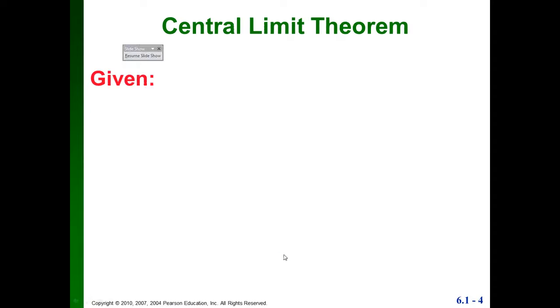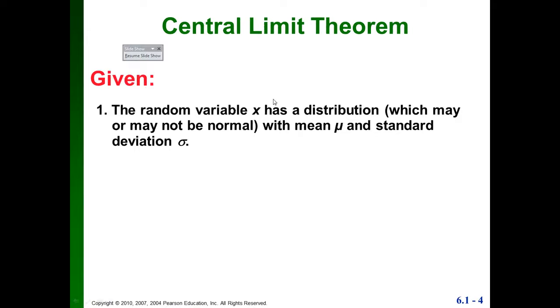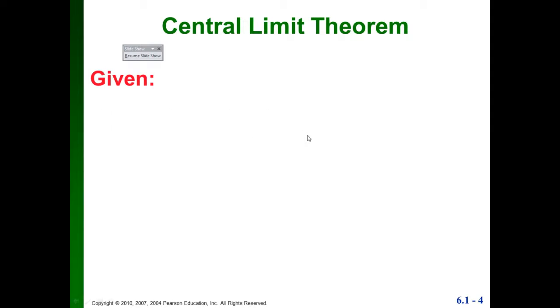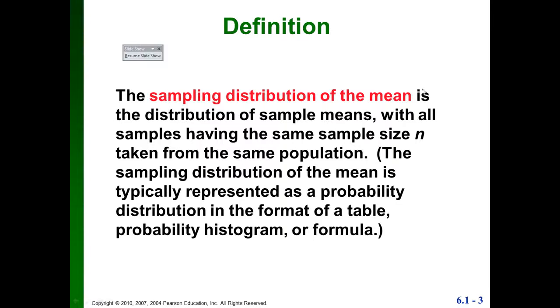Okay? Given that the random variable x has a distribution which may or may not be normal, that's the central limit theorem. But now this one, what it's saying is that the mean of the population and the mean of the distribution of sample means are going to be equal. And the standard deviation for the sample means is going to be equal to the population standard deviation divided by the square root of your sample size.